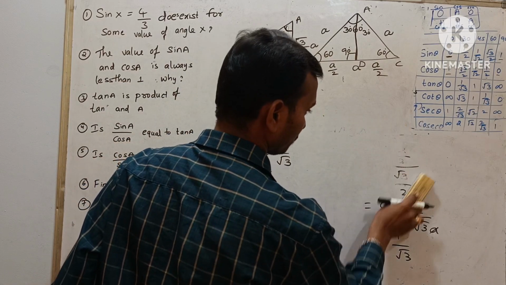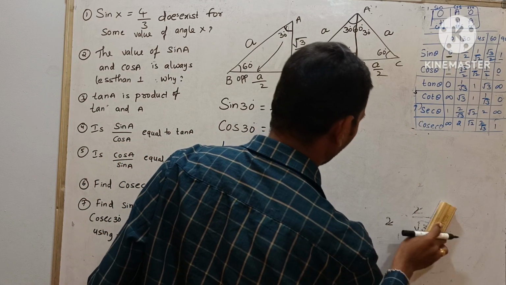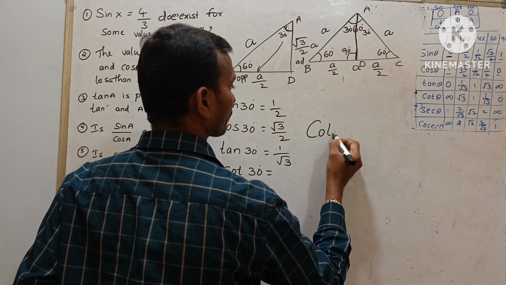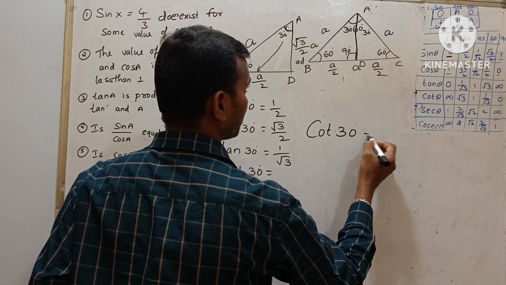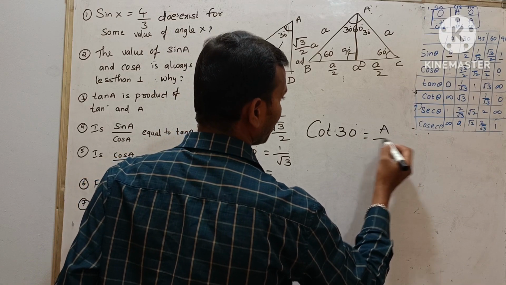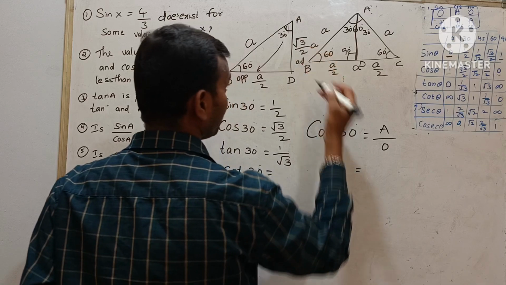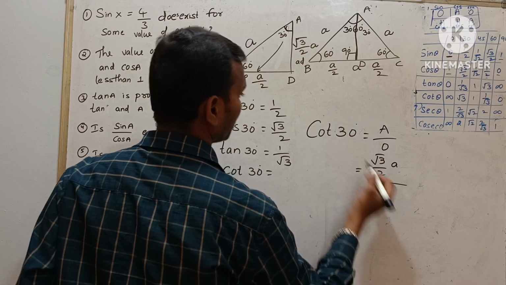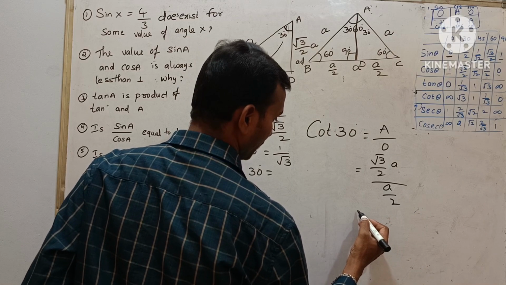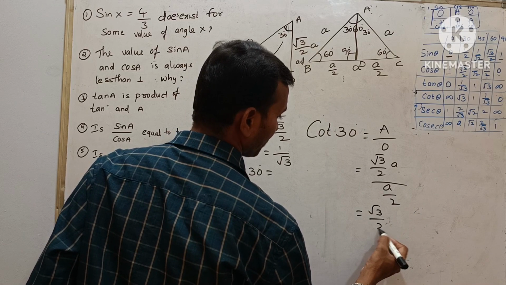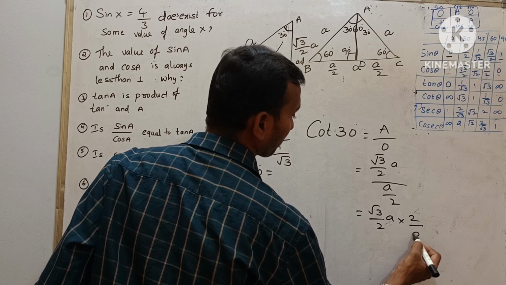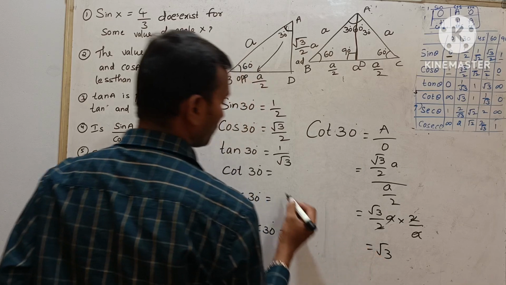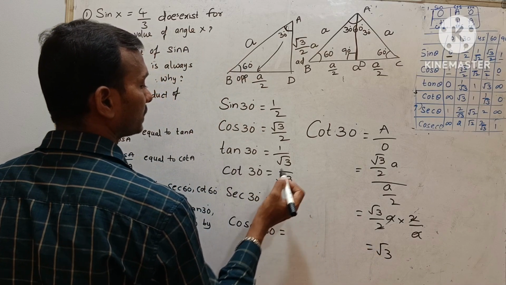Similarly, cot 30. Cot 30 is nothing but adjacent by opposite. Here the adjacent is root 3 by 2 times A, and the opposite is A by 2. That is root 3 by 2 times A into 2 by A. A gets cancelled, 2 gets cancelled, we are left with root 3. So this is the value of cot 30.